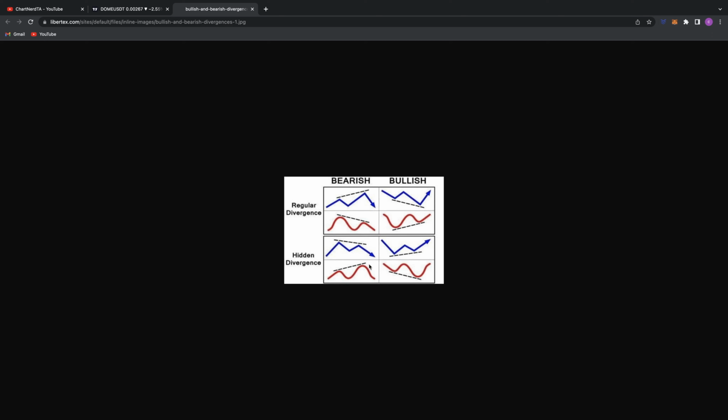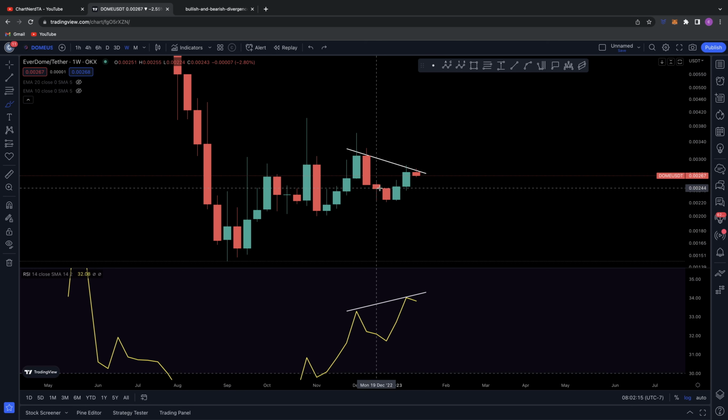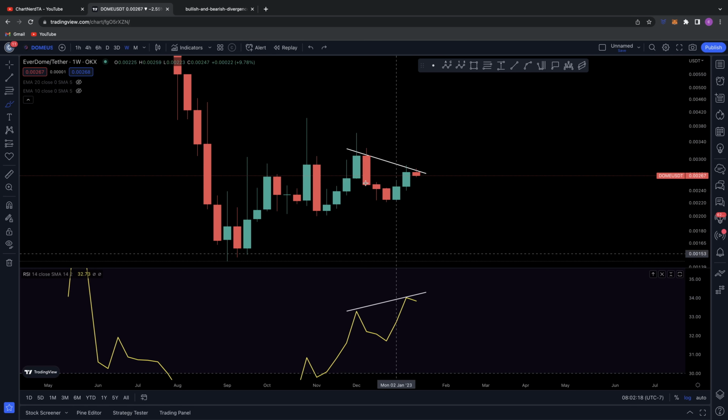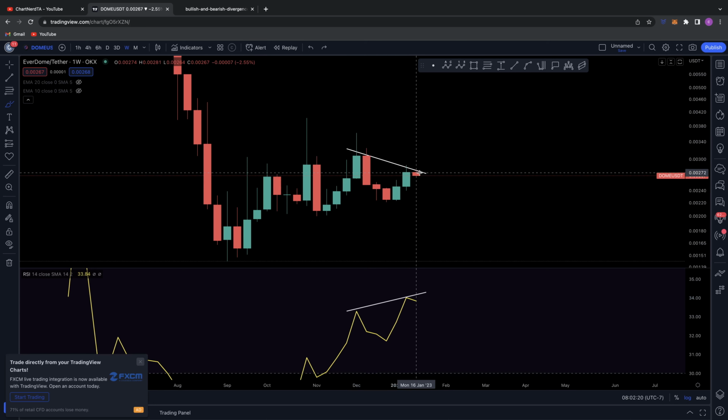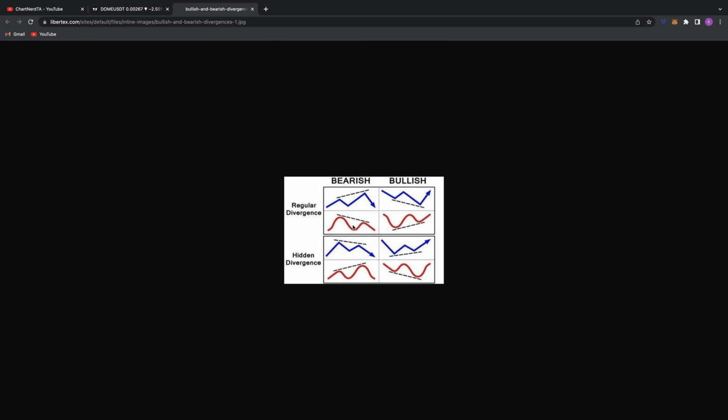Now, how we tell that we're forming some sort of hidden bearish divergence is in the price: you can see you've got a high and then a lower high, so you've got a descending level of resistance. And then in the oscillator, which is our RSI, our indicator, we're putting in higher highs. So higher highs in the RSI, lower highs in the price. If we come over to DOME on the weekly here, you can see you've got higher highs in the RSI, lower highs in price. So this is indicating to us that on the weekly time frame, we're putting in something called a hidden bearish divergence.